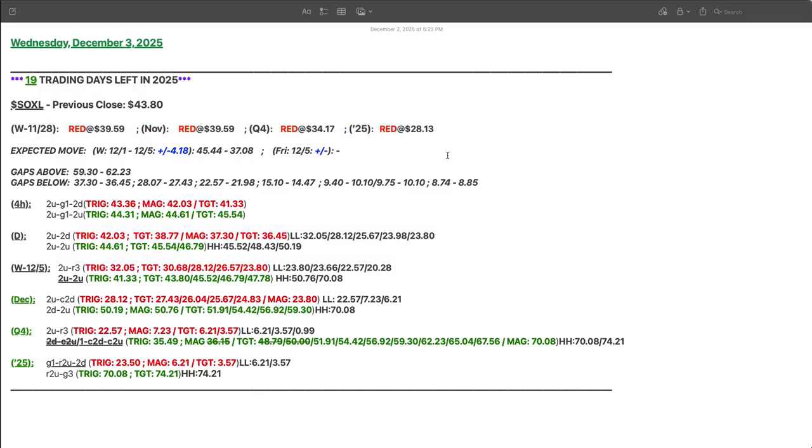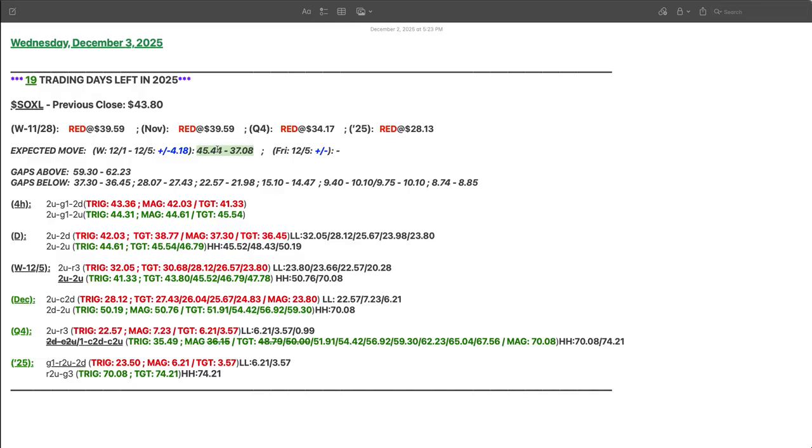So we've got full time frame continuity to the upside. Something else to think about if you're planning on buying puts: the bulls are in control here. It's pretty evident, so just temper your expectations. We talked about the market makers' expected move being $4.18 plus or minus, giving us a range of 45.44 to 37.08. Obviously, we are very close to that 45.44 level.